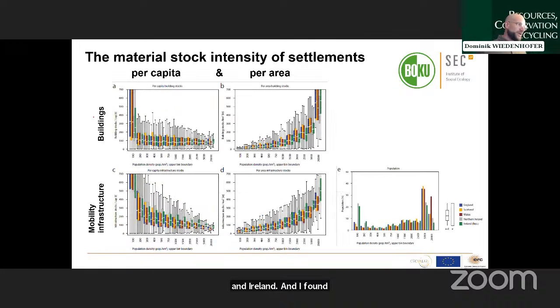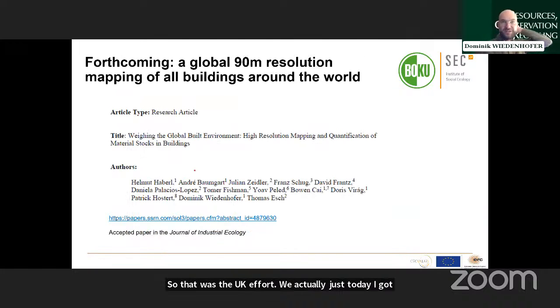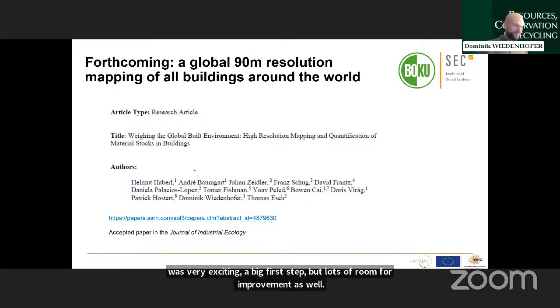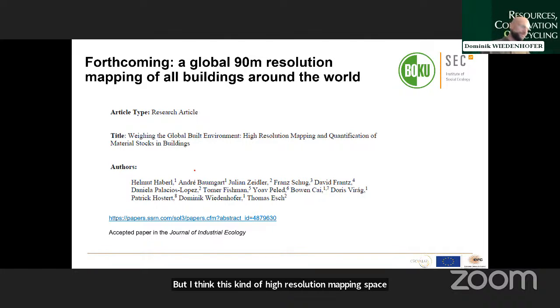What else do I have? Well, yes. So that was the UK effort. We actually, just today, I got the email that we have a global mapping accepted. So working with the German Aerospace Agency, we have a 90-meter resolution global map of all buildings around the world. That was very exciting, a big first step, but lots of room for improvement as well. But I think this kind of high resolution mapping space has really moved forward a lot.